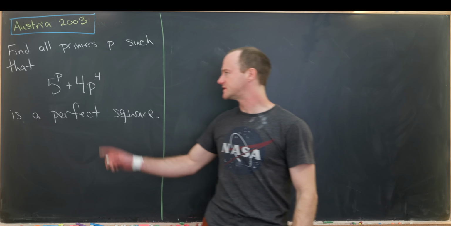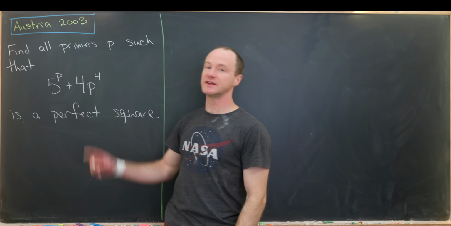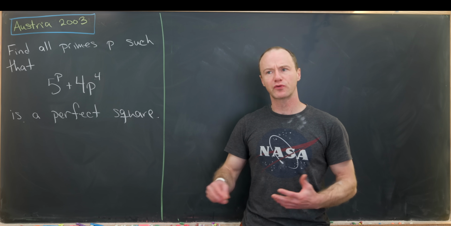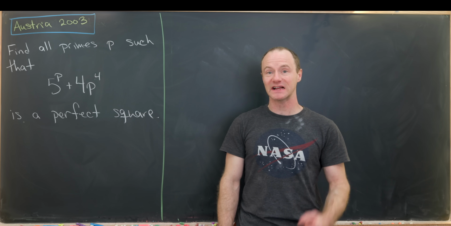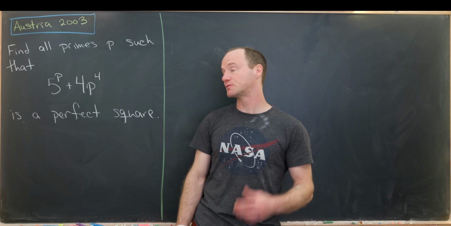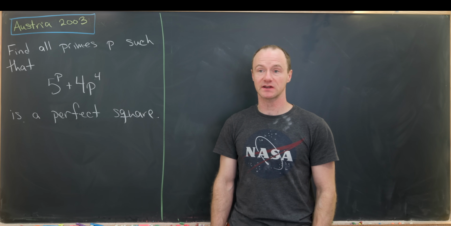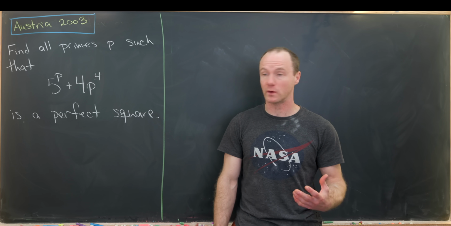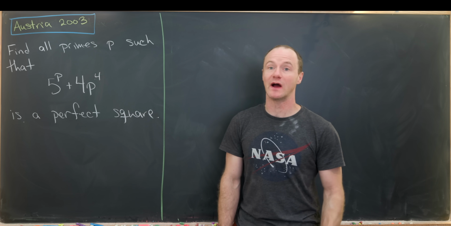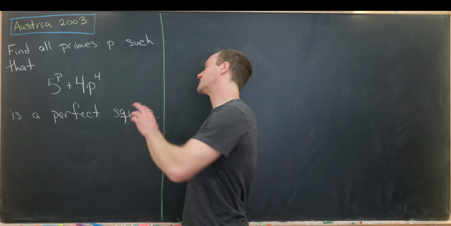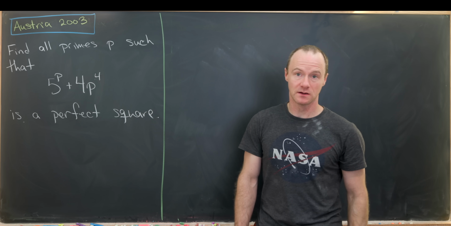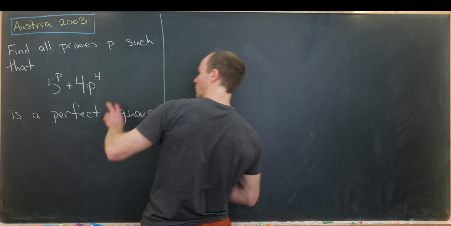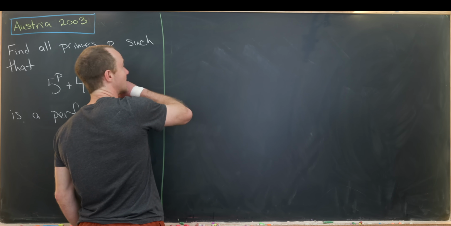And generally, when you see this kind of mix of an exponential type object and a polynomial type object, you probably want to use the fact that an exponential object grows much more quickly than a polynomial object and produce some sort of inequality that takes over after a certain point. And that's exactly what we'll do as we solve this problem. Okay, so let's suppose we have an n where this expression is equal to n squared and see what we can say about p given that fact.